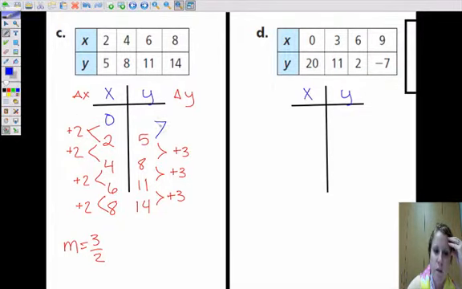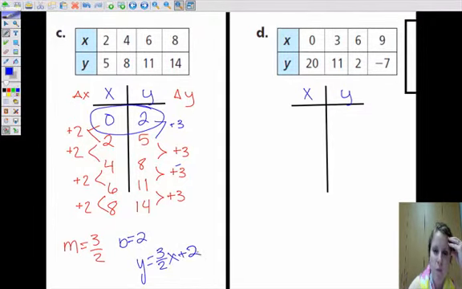If we went backwards here, we'd have to go backwards 3 to follow the pattern, and this would be 2. And then I have my b. So b is going to be 2. My equation is going to be y equals 3 halves x plus 2. Let's go over here. 0, 3, 6, 9, 20, 11, 2, negative 7.